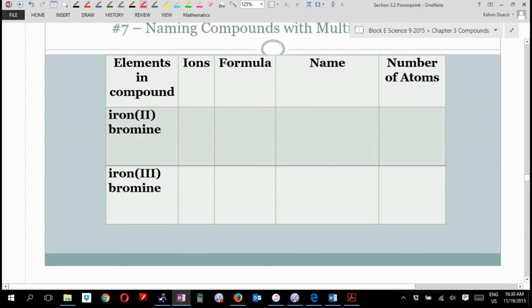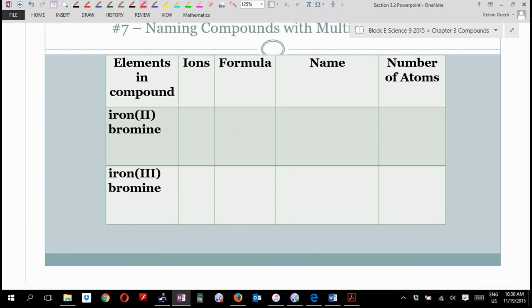So let's kick it up a notch. It says, fill in the following table. Continued on the next page. I've told you the chemical name is iron 2 bromine.